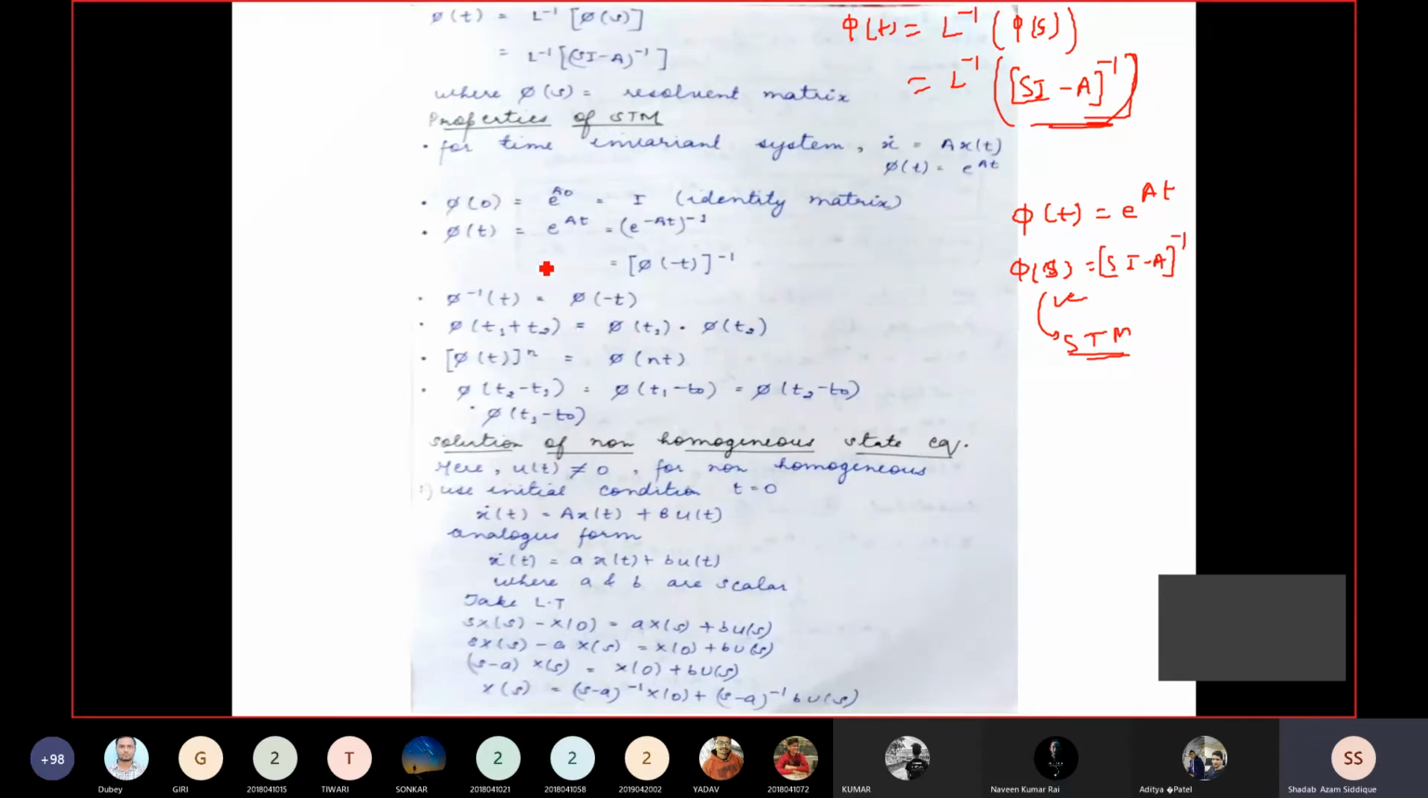Okay, this is very simple. This can be asked directly in competitive examinations. The properties are directly asked in competitive examinations. So you can go through this.